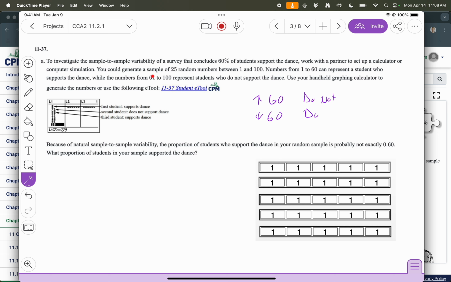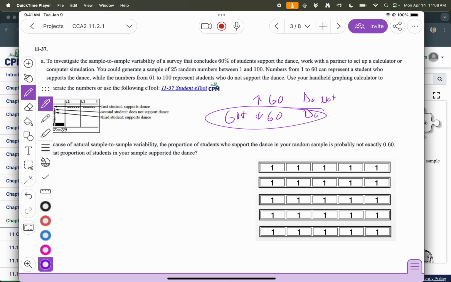Then what we're doing with that is we're going to create a sample of 25 random numbers between those two things. Numbers 1 through 60 can represent that they do, and numbers above 60 will be that they do not. I should say 60 and below will be that they do. Here's a couple of different things that you can look at. Going back to the TI and the random number generator, we can pop that into a list. You can see that the first student would support the dance, the second student would not, because that is 72. It's above that 60 mark, so therefore they do not. 58 does, 23 does. But then here, 95 does not, and 39 does.